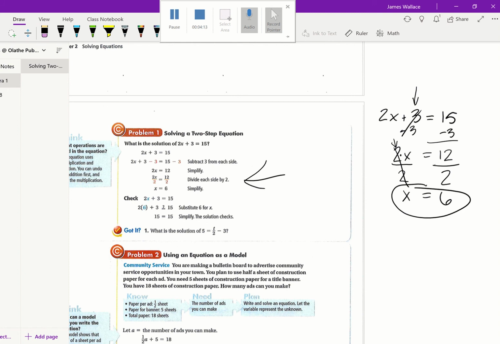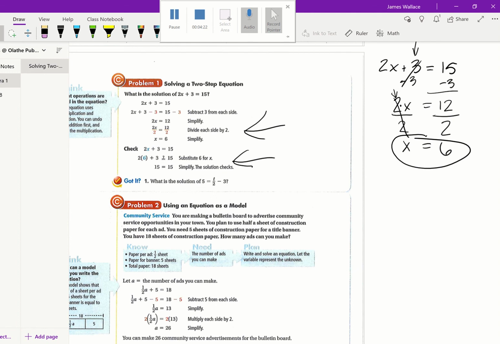The next step, which I want you to go ahead and do, is check, and that's what they've got right here. Check your solution. The very easy way to do this is to plug in that 6 for x in your original equation. You had 2x plus 3 equals 15. So now you're going to have 2 times 6 plus 3 equals 15. 2 times 6 is 12, and then 12 plus 3 equals 15. This is a true statement, so you know that 6 was correct and you got that one right.